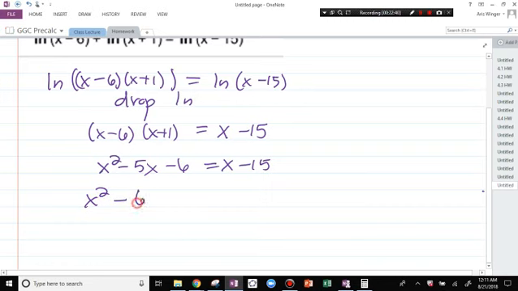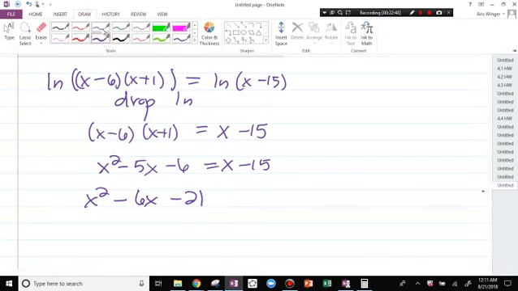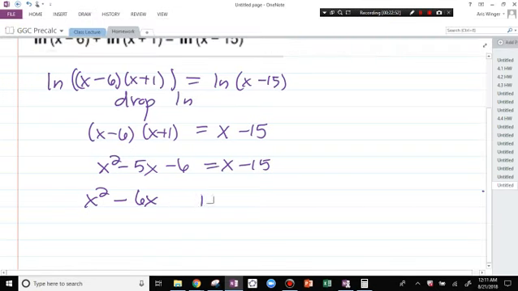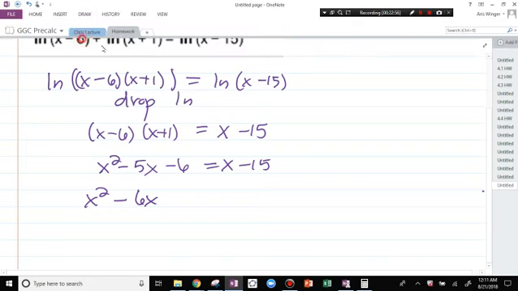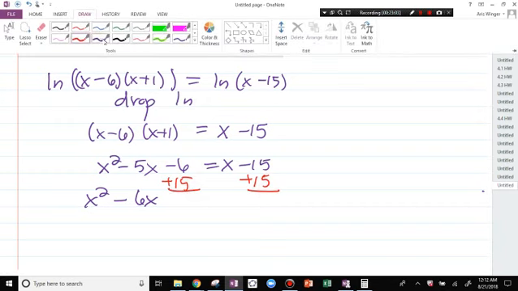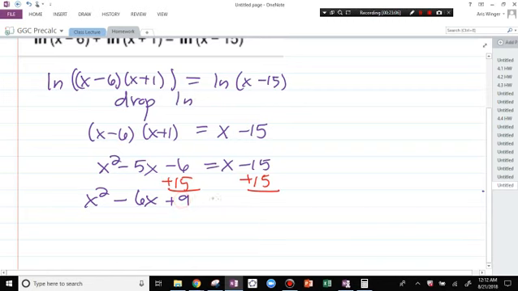x squared minus 6x minus 21... sorry, looks like it's plus 9. We'll add 15 to both sides. Let's just write that. It's a very nice 9, and that equals 0. That factors: (x minus 3) times (x minus 3) is equal to 0. It looks like x is 3.